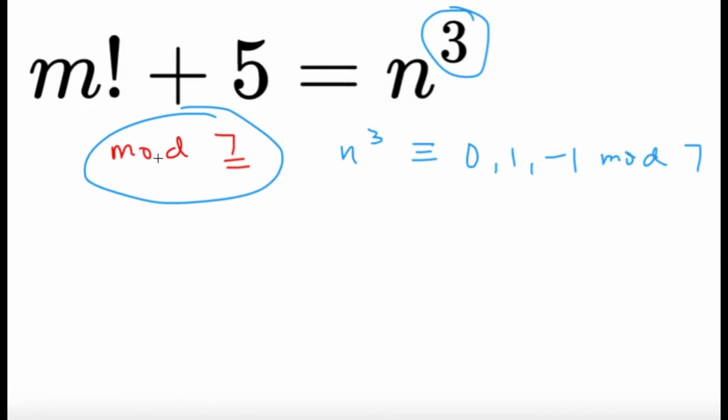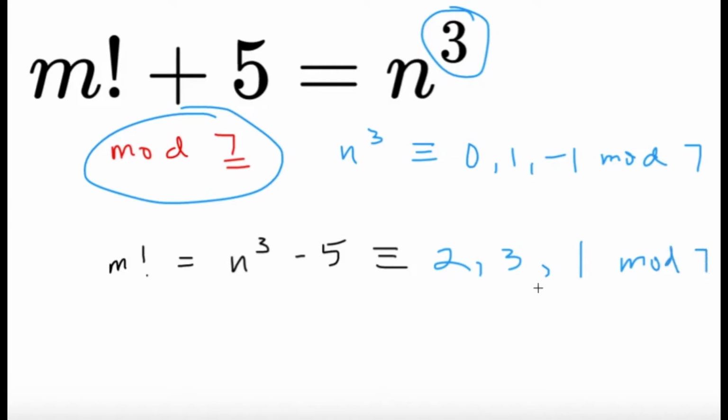It's because if we observe mod 7, m factorial is equal to n cubed minus 5, so subtract 5 on both sides. And n cubed minus 5 is going to be congruent to, if n cubed was 0, negative 5 mod 7, which is just 2. If n cubed was 1, then 1 minus 5 is negative 4, that's the same as 3. And if n cubed was negative 1, n cubed minus 5 would be negative 6, so 1.